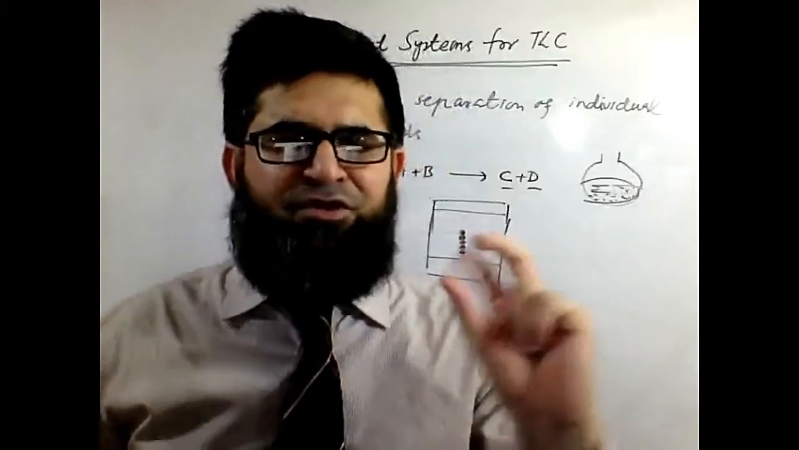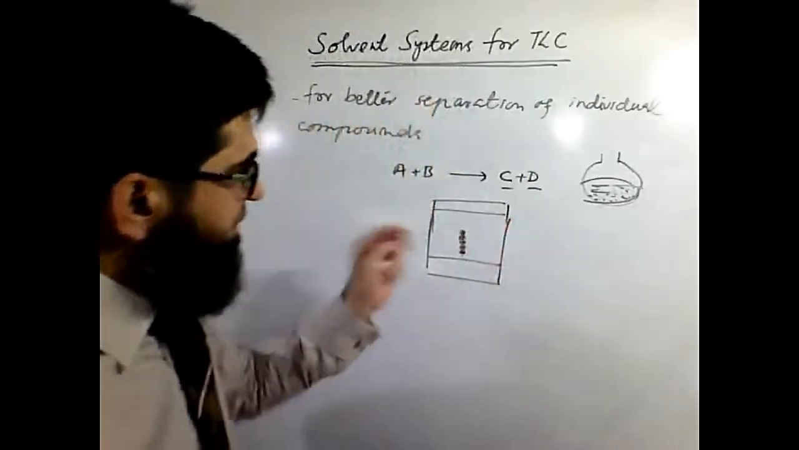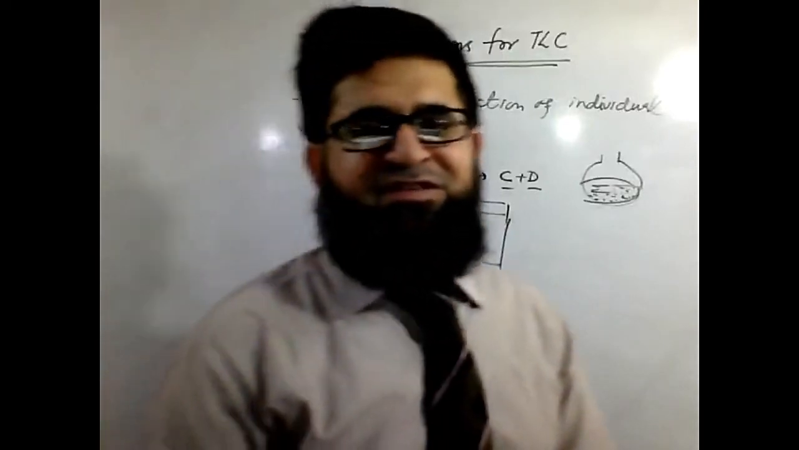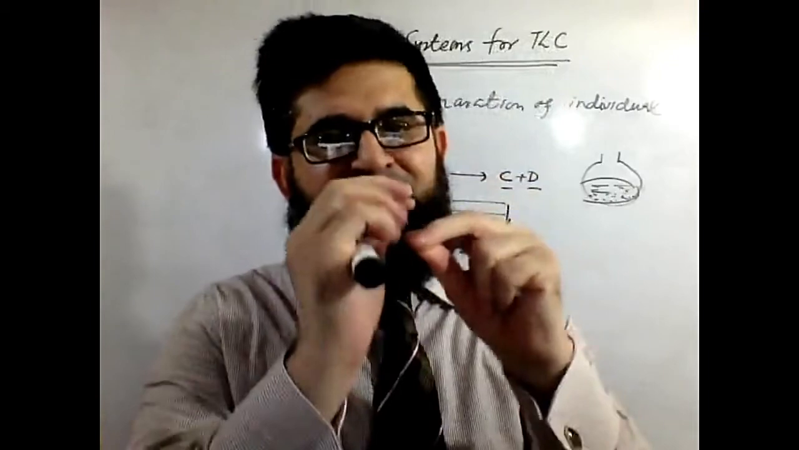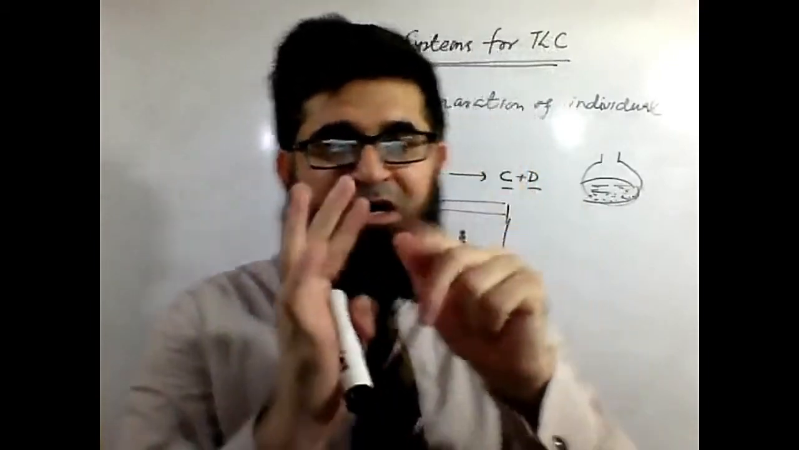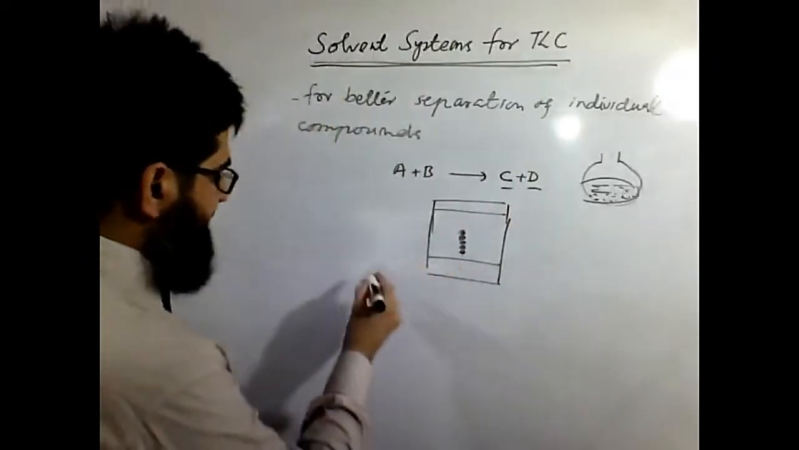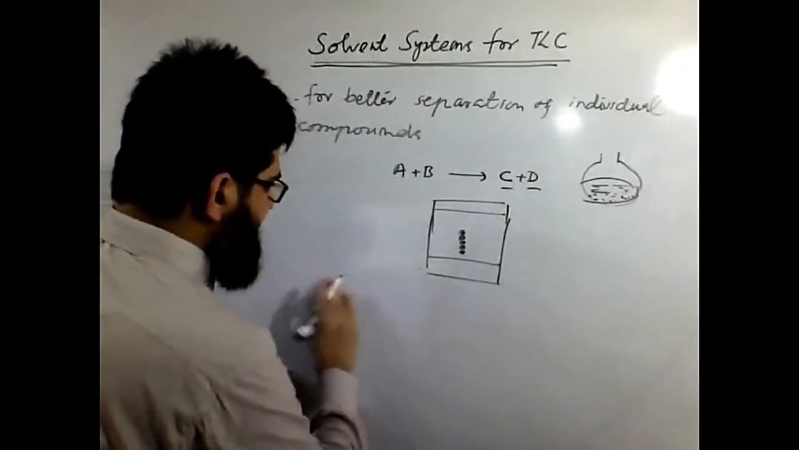Who they are, we have no idea. However, from the TLC, we could imagine that they are present in so many numbers, 4, 5, 6, maybe more, but they're very submerging, having very close polarities. In such cases, yes, we will try 90-10.